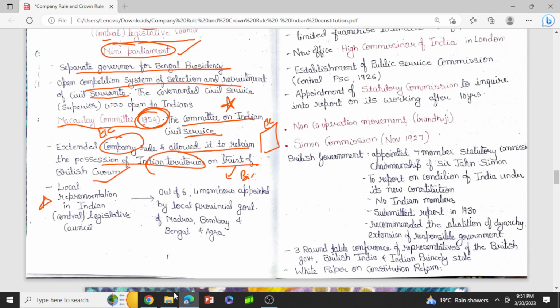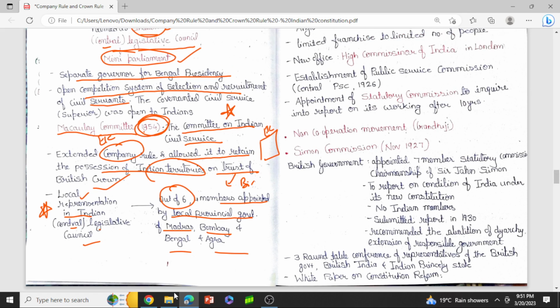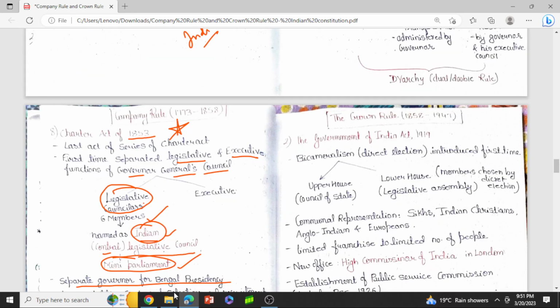This was the first time when local representation of Indians happened. So in the Indian Central Legislative Council, out of 6, 4 members were appointed by the local provincial governments of Madras, Bombay, Bengal and Agra. Right? So this is complete company rule till the last Charter Act of 1853.